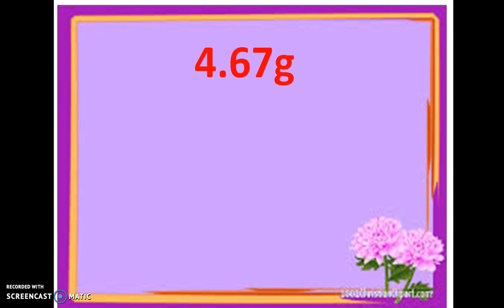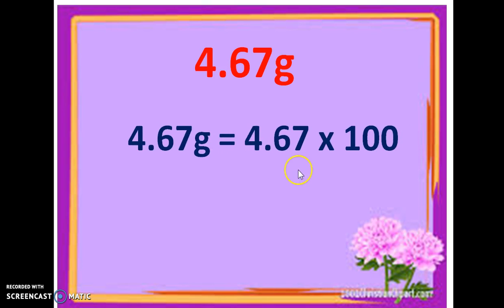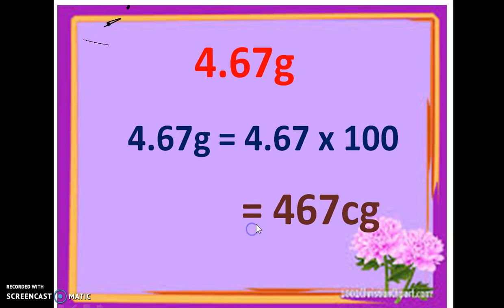Okay, let's see the one for decimal. Here we go. We have 4.67 grams. You want to convert it to centigrams. So simple. Multiply by 100. That's all you have to do. Then you're going to get 467 centigram. This is the explanation.